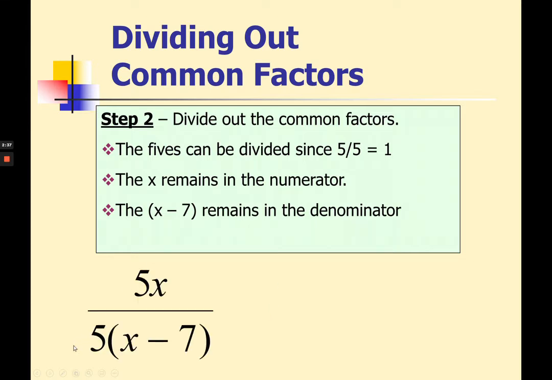So 5 becomes 1. X remains as the numerator. X minus 7 remains as the denominator. So it's just simply canceling your common factors or dividing them out, and your answer is the one not crossed out: x over x minus 7.